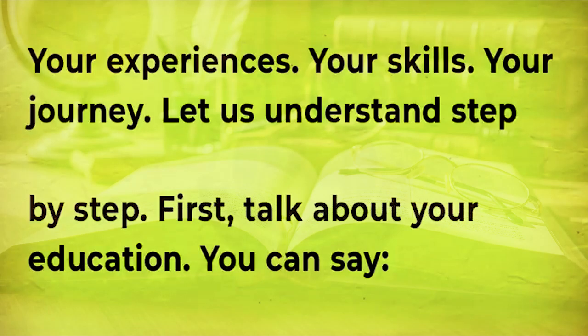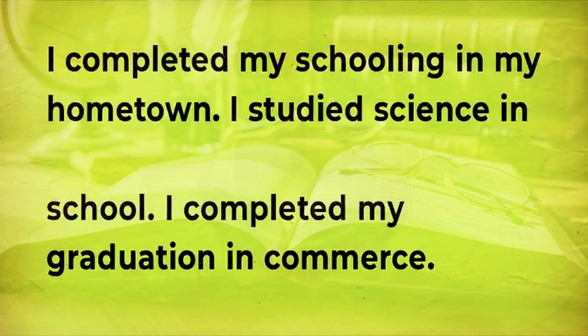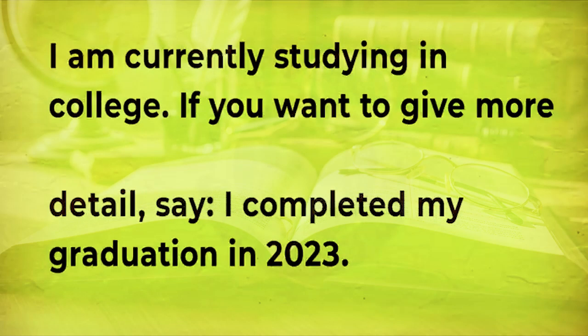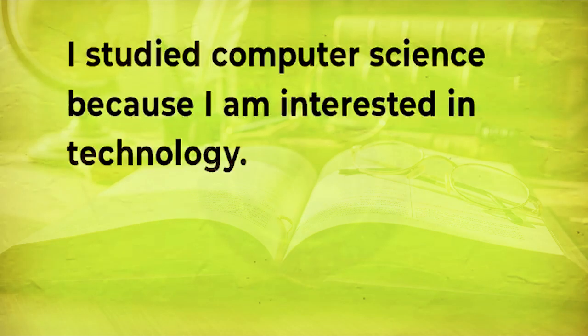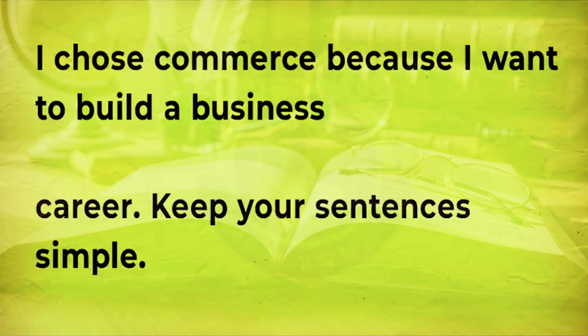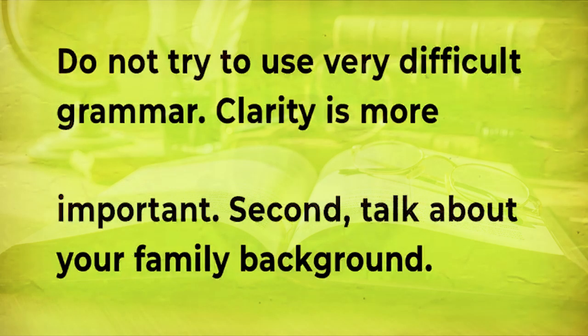First, talk about your education. You can say, "I completed my schooling in my hometown. I studied science in school. I completed my graduation in commerce. I am currently studying in college." If you want to give more detail, say, "I completed my graduation in 2023. I studied computer science because I am interested in technology. I chose commerce because I want to build a business career." Keep your sentences simple. Do not try to use very difficult grammar.